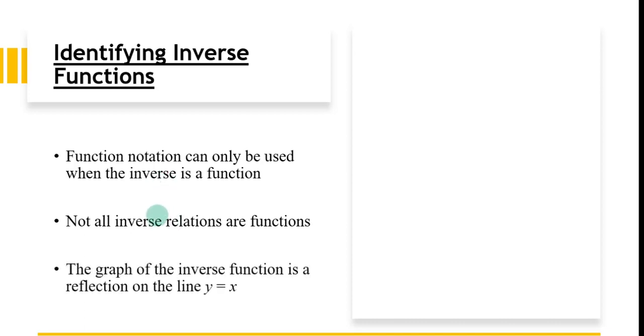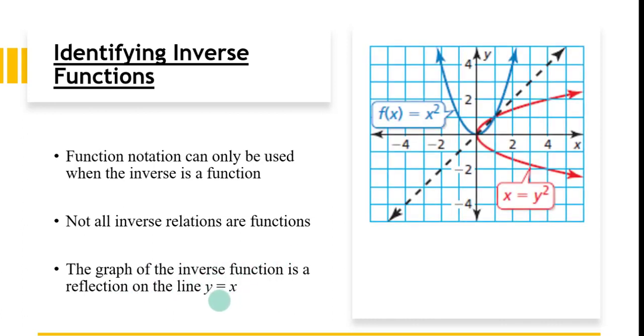So how can we check? Graphically speaking, this condition has to be satisfied: the graph of the inverse function is a reflection on the line y equals x. What do we mean by that? Let's say you have a function f of x equals x square, and you ask whether its inverse, x equals y square, is a function or not.